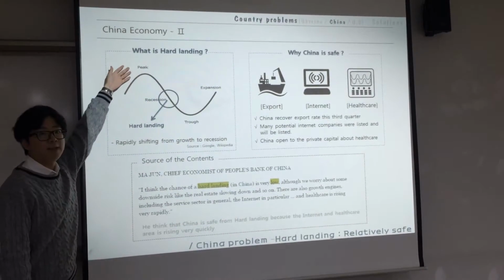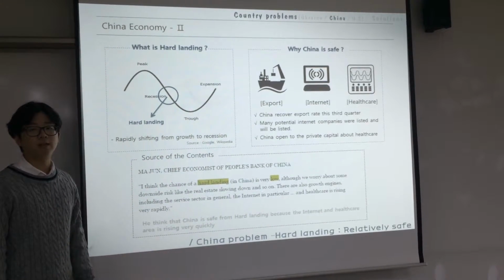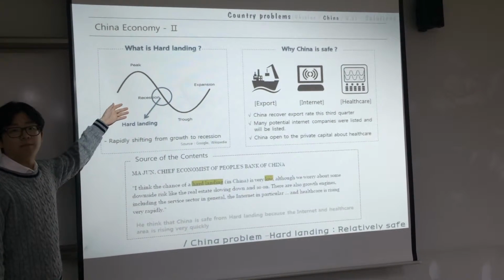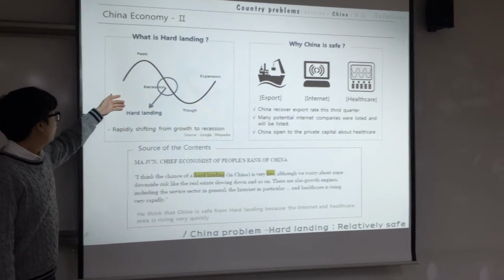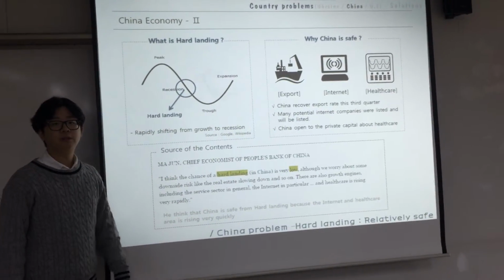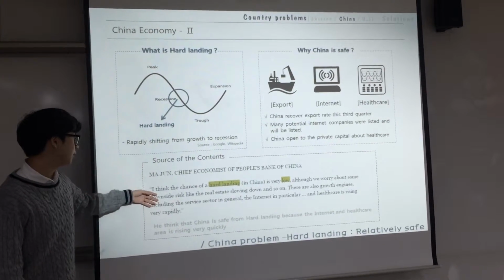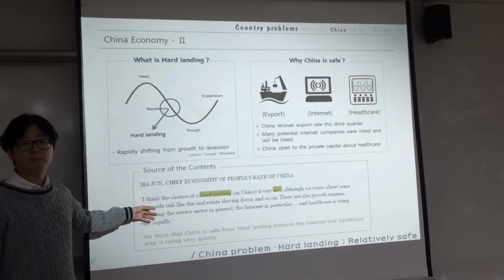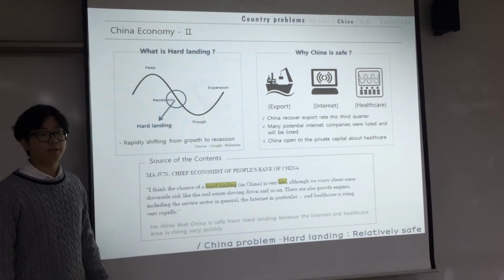The second thing is the hard landing. Many economists worried about a Chinese hard landing. Hard landing is rapidly shifting from growth to recession. It causes high inflation or a high unemployment rate. But in this article, the chief economist of China Bank said that China is relatively safe.